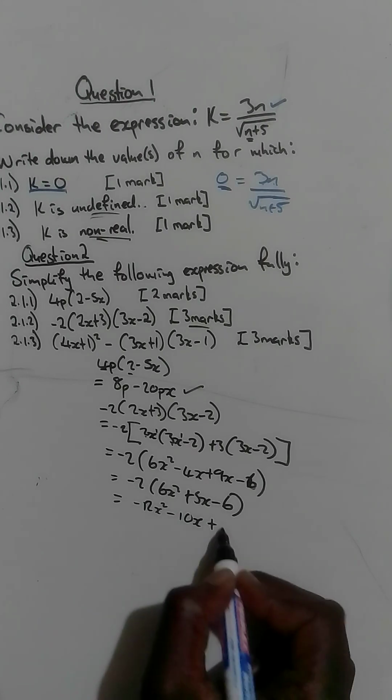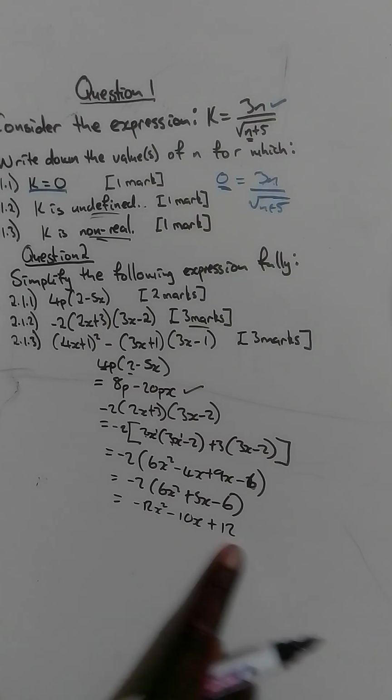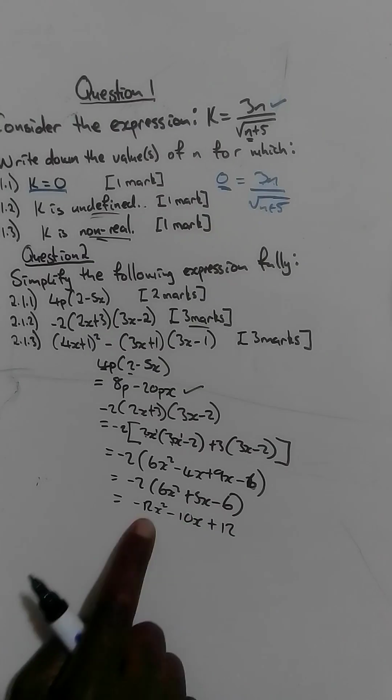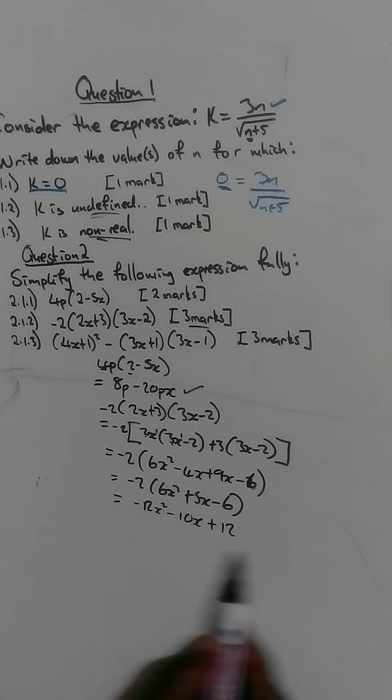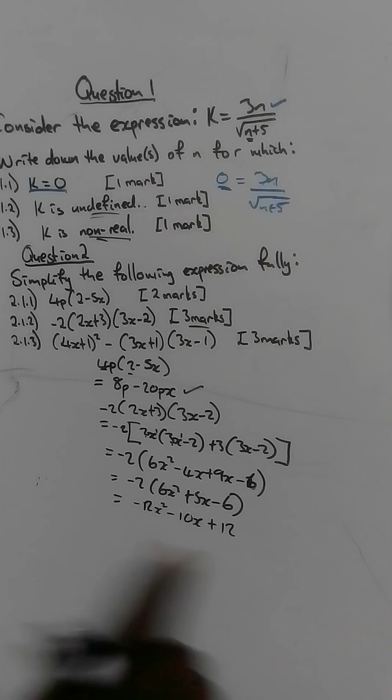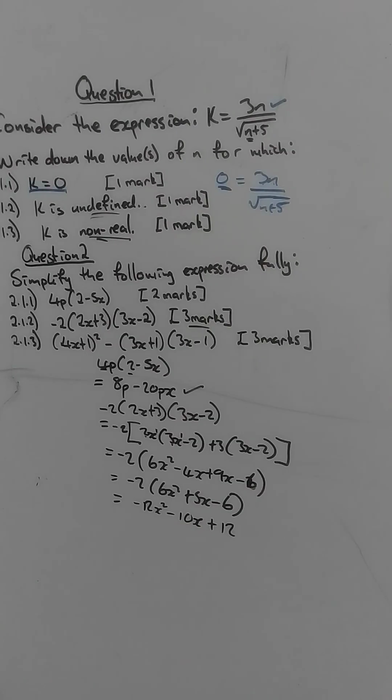And then 2 times 6, that's 12. Observe, there are no like terms. Why? This is x to the power 2 and this is x to the power 1. They are unlike. So this is our final answer: negative 12x squared minus 10x plus 12. And just like that, we are done.